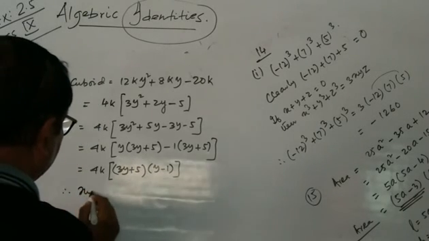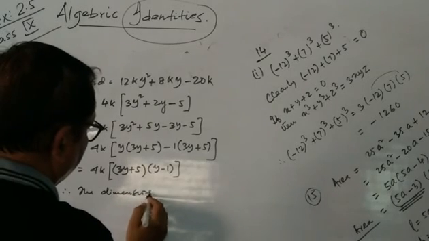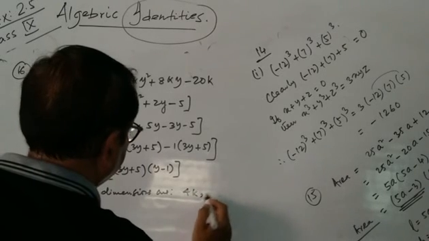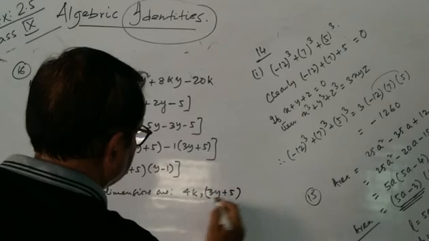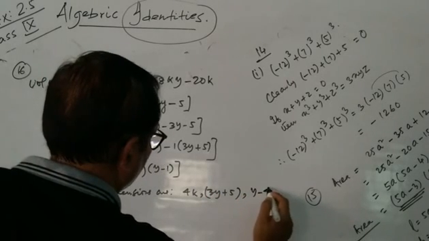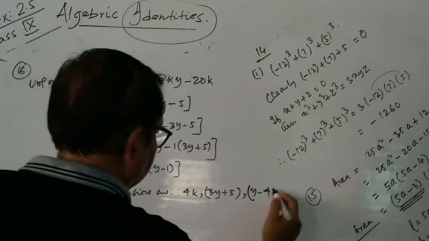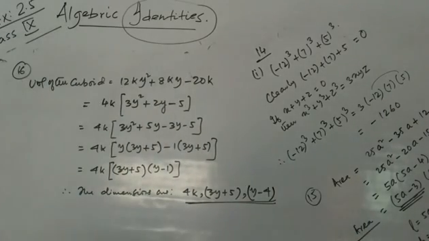Therefore, the dimensions are: 4k is one side, 3y + 5 is another side, and y - 1 is the third side. Length, breadth and height it can be. These three are the dimensions of the cuboid.